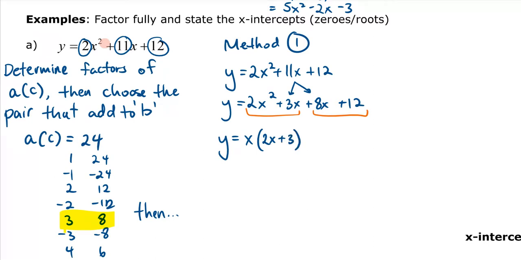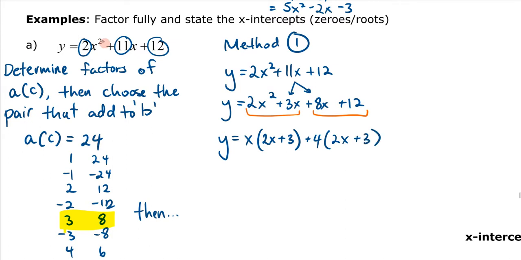Okay. Now, look at the next two terms. What's the common factor between 8 and 12? Well, I can common factor a 4. So factor out the 4. Leftovers are 8x divided by 4, which is 2x. 12 divided by 4 is 3.